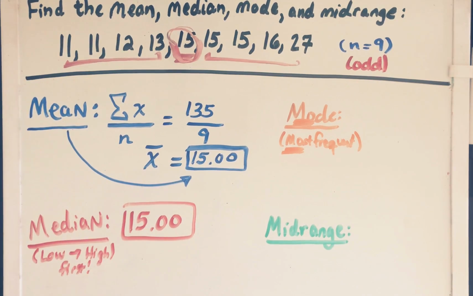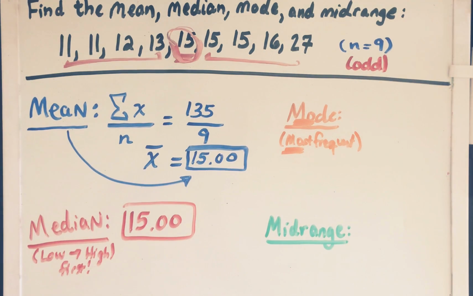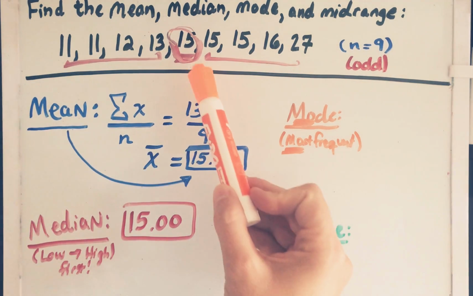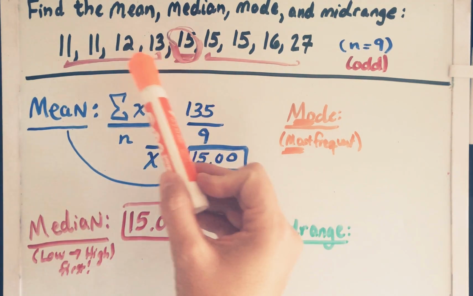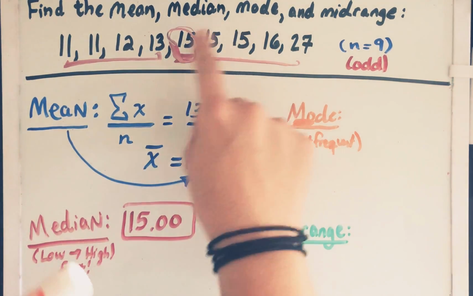So sometimes there is no mode. For example, if every single item here appeared one time, then there would be no mode. In order for there to be a mode, there needs to be at least one value that appears more than the rest. And so we notice here that there is a value 11 that appears twice. There's a value 15 that appears 3 times.